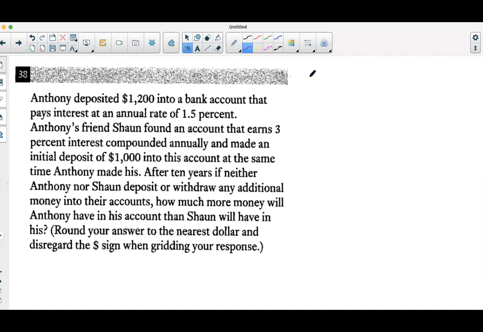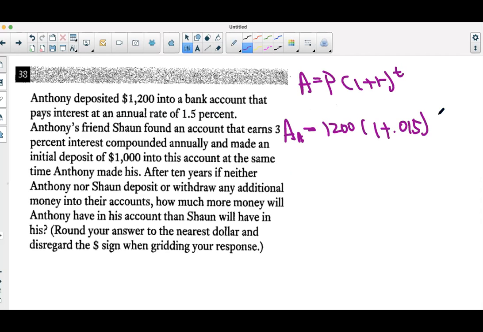What's the formula? The amount is the original principal times 1 plus r to the what power? That's simple interest annually. So what are you going to do? In the case of Anthony, it will be 1200 times 1 plus 0.015 to the what? How many years? I think it's 10 years, right?